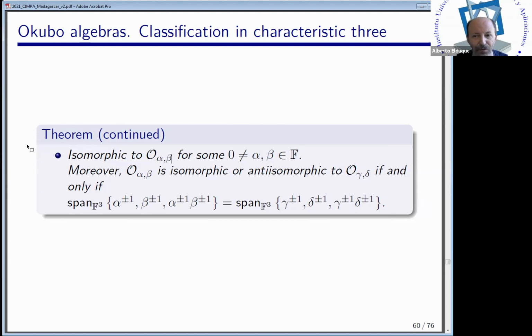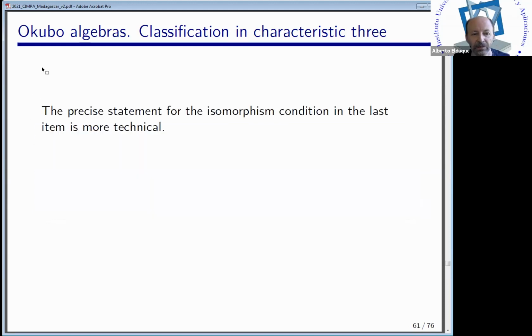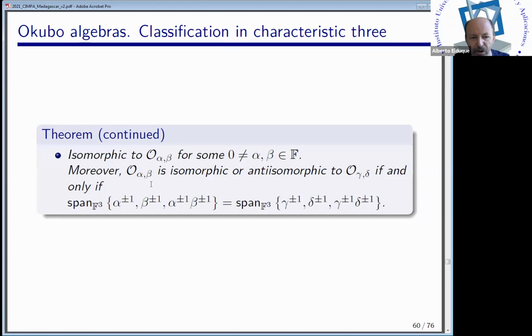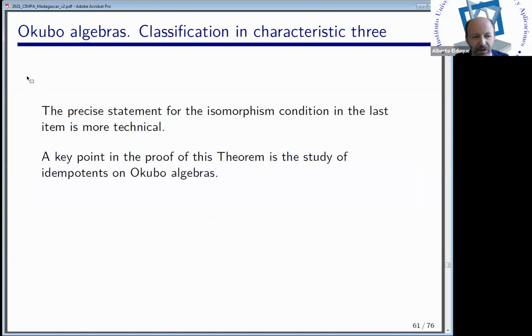The forms of the split Okubo algebras are obtained in a different way. Okay, actually, we know precise conditions for isomorphism, so I can add some extra conditions here and forget about anti-isomorphism here, but this is too technical. We will forget about that.